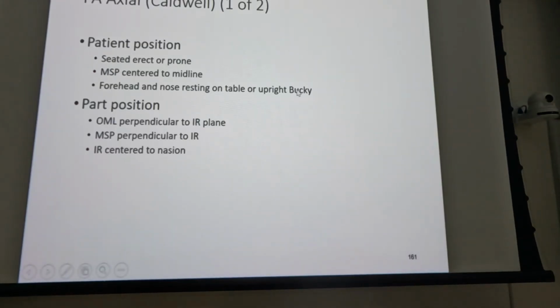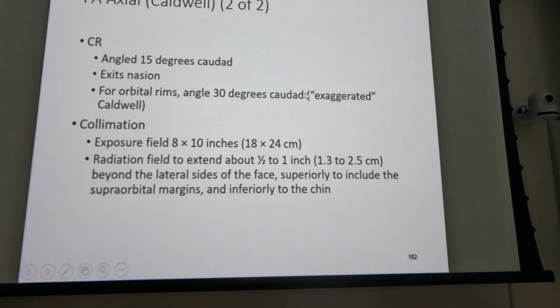So we're going to rest the forehead and the nose on the table. If we're truly shooting the Caldwell, it's going to be 15-degree caudal angulation, exiting at the nasion. For orbital rims, 30-degree caudal angulation, exaggerated Caldwell. If that's what they want to call it, then fine.